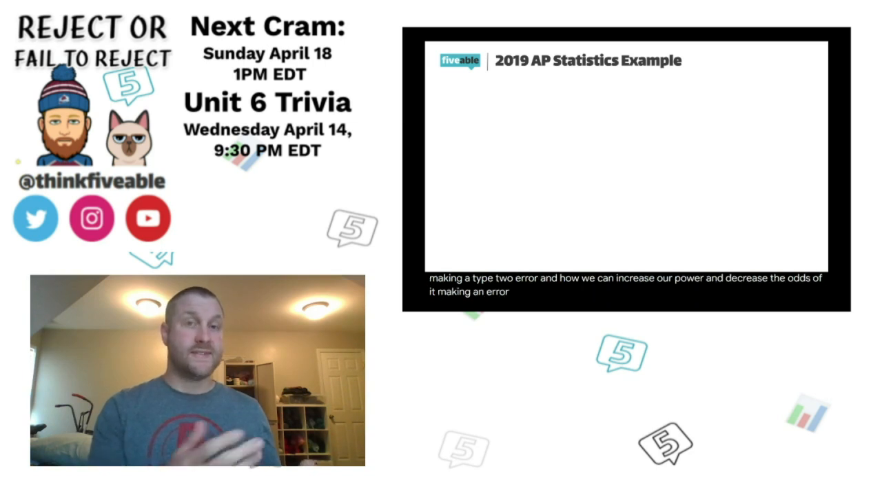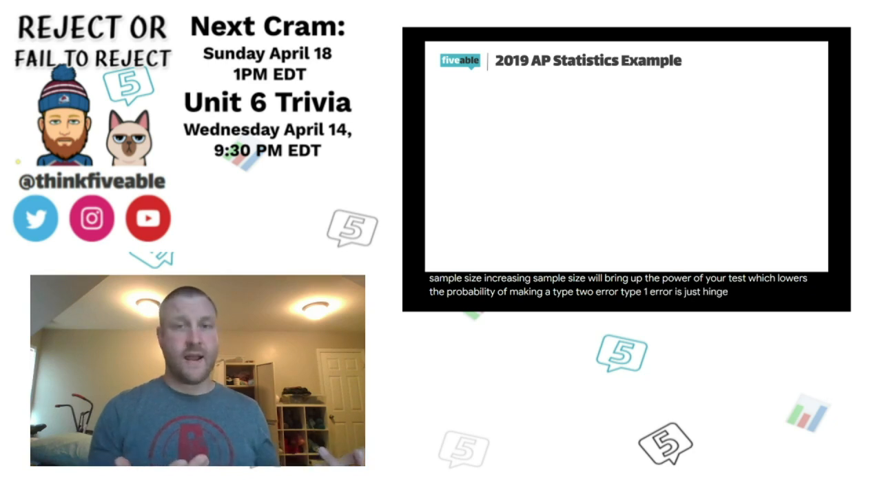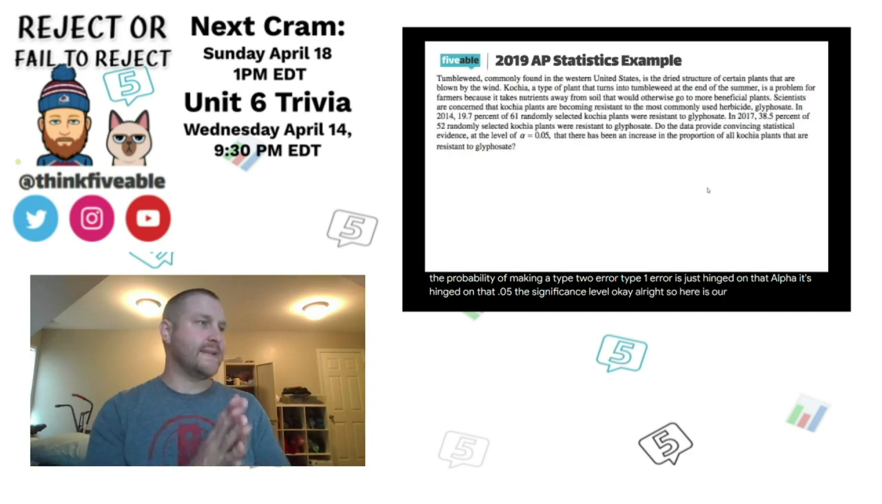And I'll say the most basic thing, if it asks how can you increase power, increase your sample size. Increasing sample size will bring up the power of your test, which lowers the probability of making a type 2 error. Type 1 error is just hinged on that alpha. It's hinged on that 0.05, the significance level. Okay? All right, so here is our example from 2019.